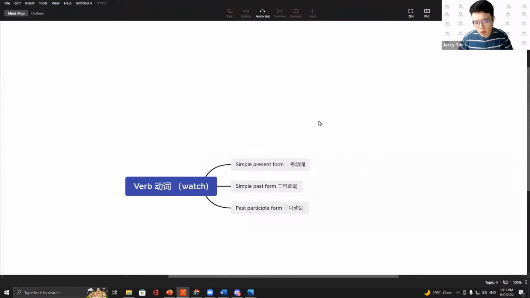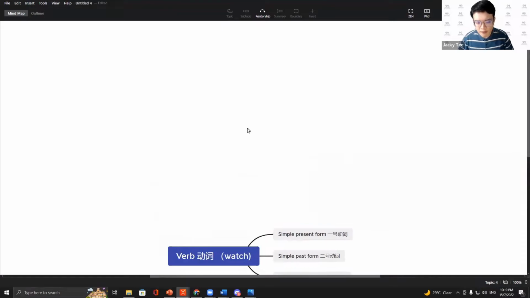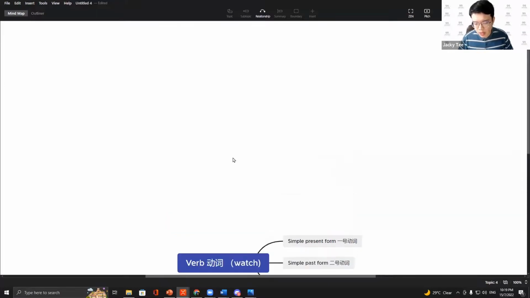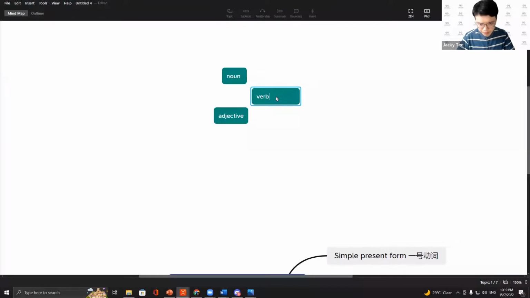All right, guys, today I'm going to talk about what is a verb. Okay, a verb is when you describe an action, all right? So you need to use a verb. But normally we have other word forms, for example, like noun, all right? Like adjective. And another common word form is actually verb.